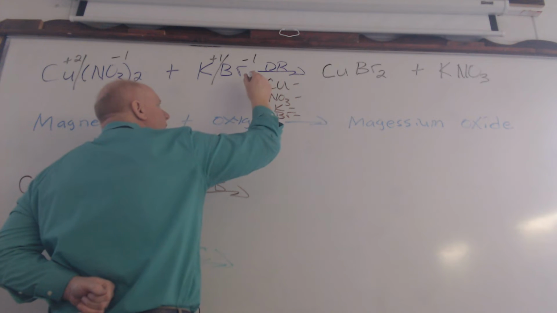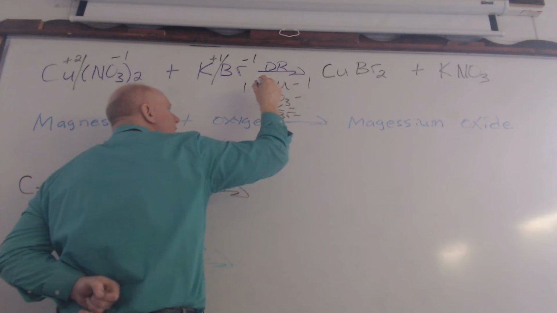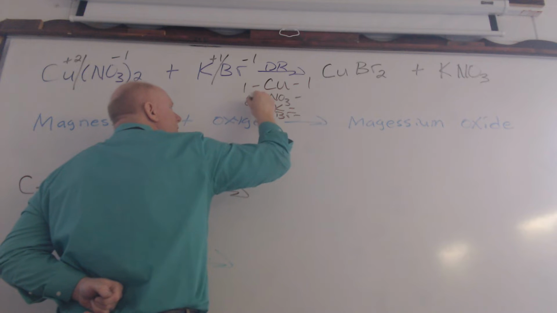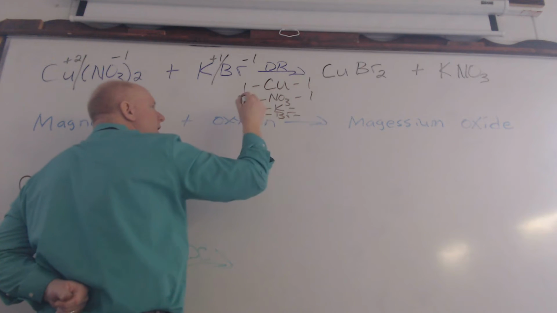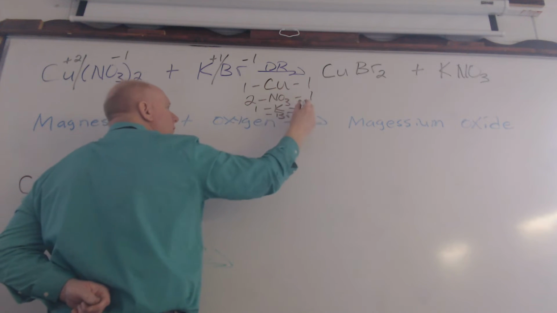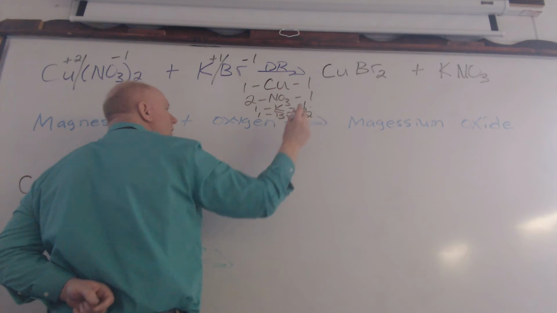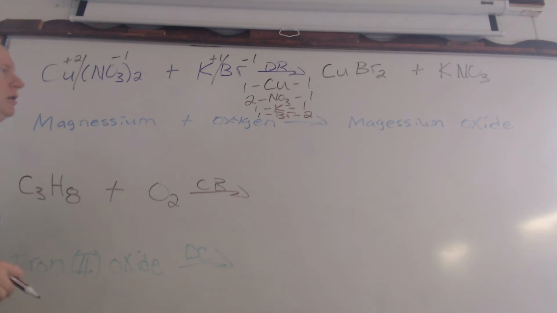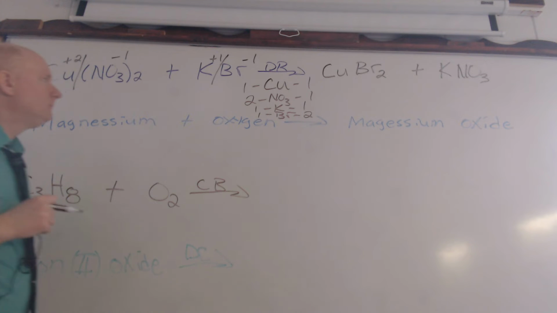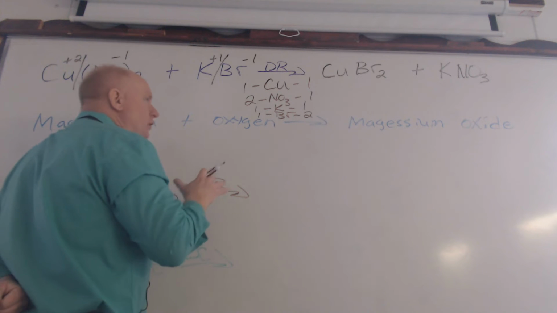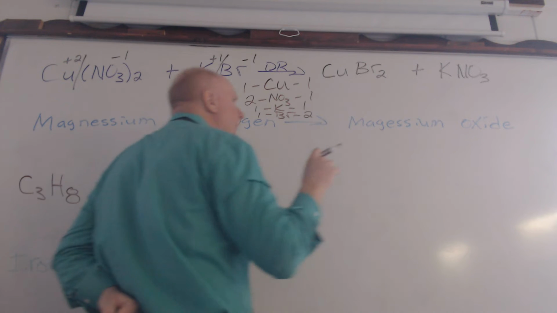Copper's left and right: 1, 1. Nitrate's left and right: 2, 1. Potassium's left and right: 1, 1. Bromide's left and right: 1, 2. So, do you want to start with your bromides or your nitrates? Nitrate. 1, 2, 1, 2. You say the nitrates? Okay.